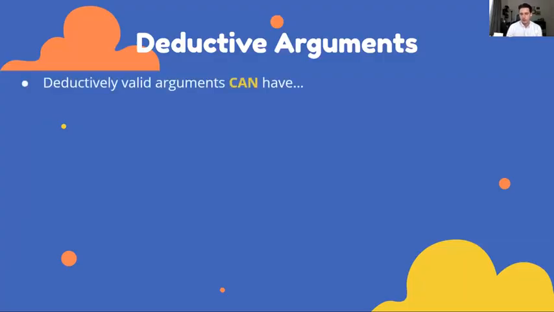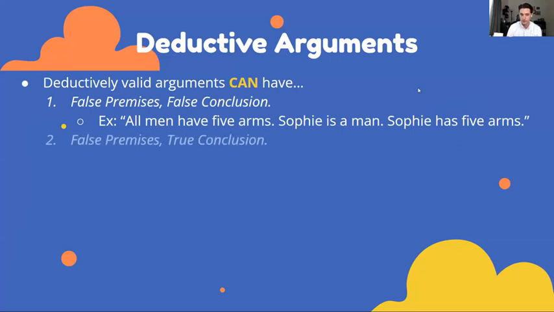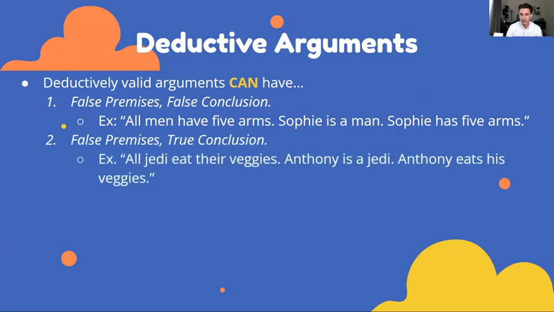Okay, deductively valid arguments can, however, have false premises and a false conclusion and still be valid. So how about this? All men have 5 arms. Sophie is a man. Sophie has 5 arms. That's valid, even though Sophie's not a man. It has the right structure. It can also have false premises and a true conclusion. All Jedi eat their veggies. Anthony is a Jedi. Anthony eats his veggies. False premises and a true conclusion, still valid.